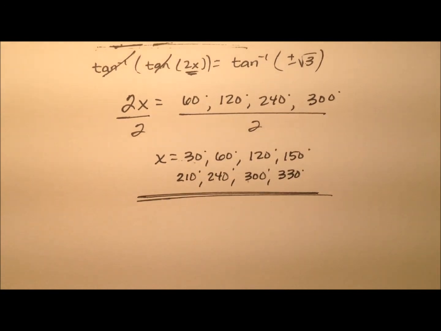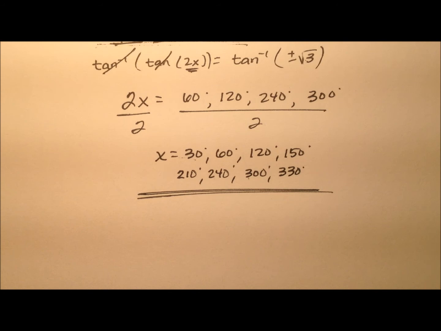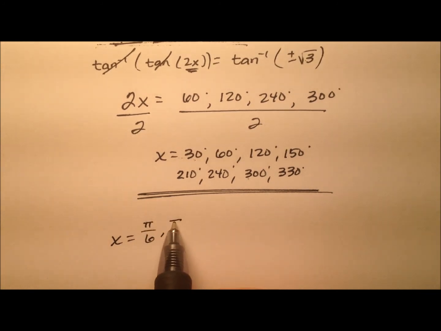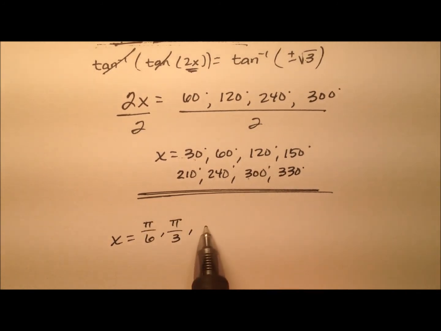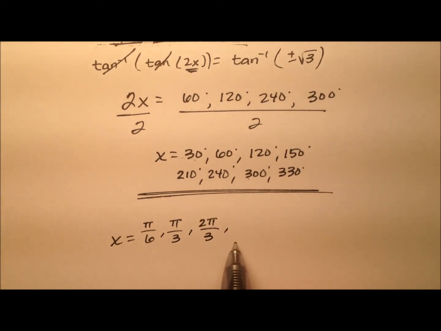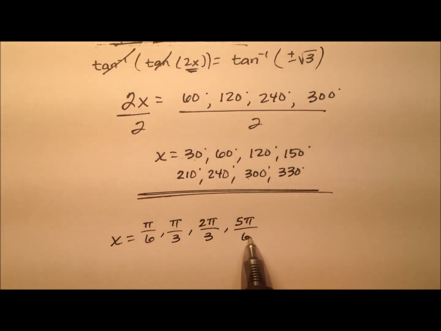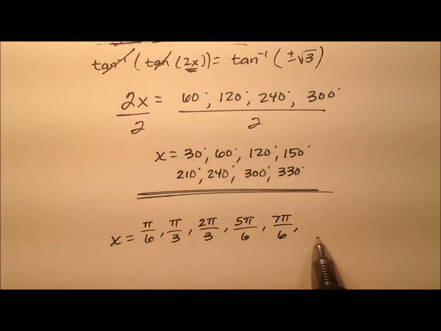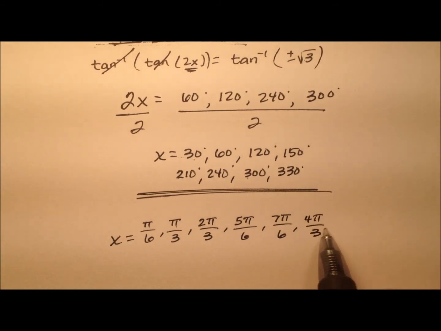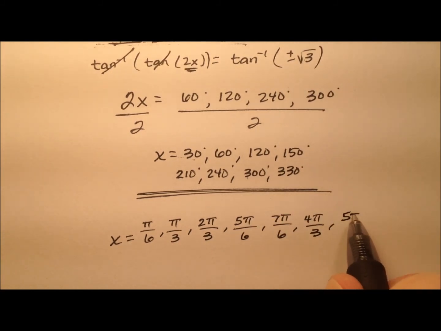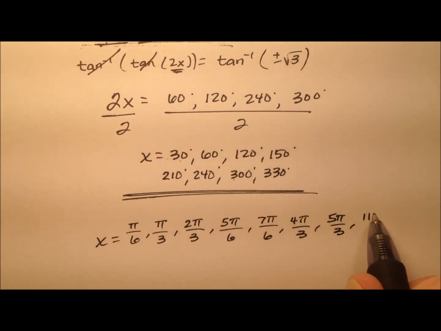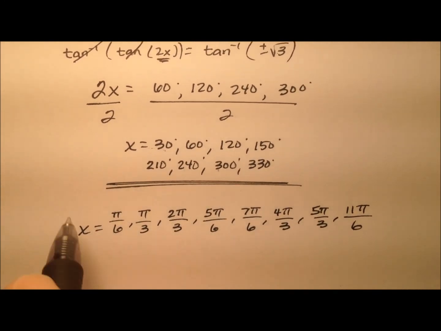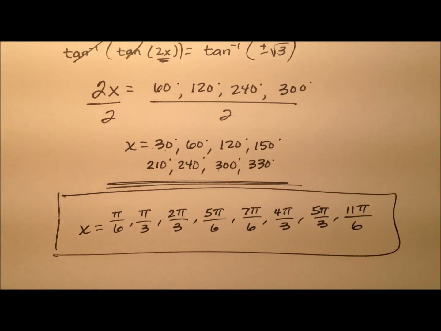Okay, so here we are with these 8 solutions, but they need to be in radians and not in degrees. So x equals, let's see if we can get them all. 30 degrees is pi over 6. 60 degrees is pi over 3. 120 degrees is 2 pi over 3. 150 degrees is 5 pi over 6. 210 degrees is 7 pi over 6. 240 degrees is going to be 4 pi over 3. 300 degrees will be 5 pi over 3. And finally, 330 degrees is 11 pi over 6. So, 8 solutions to this equation.